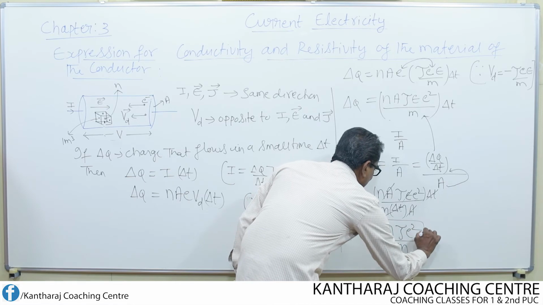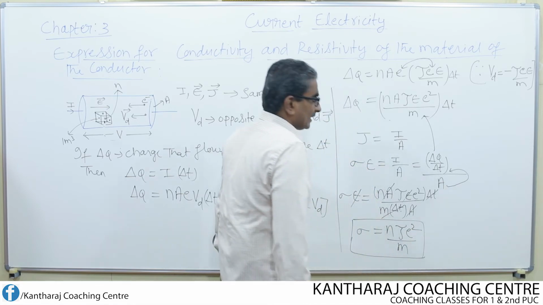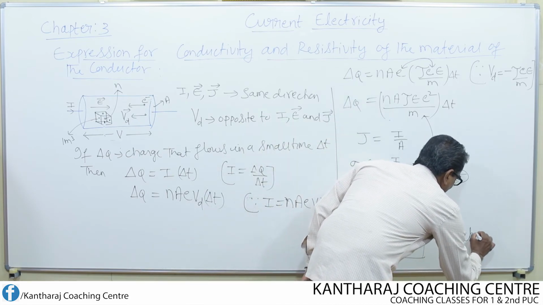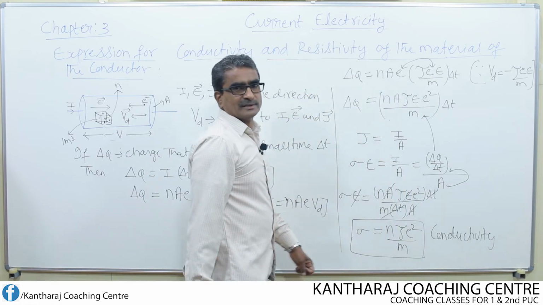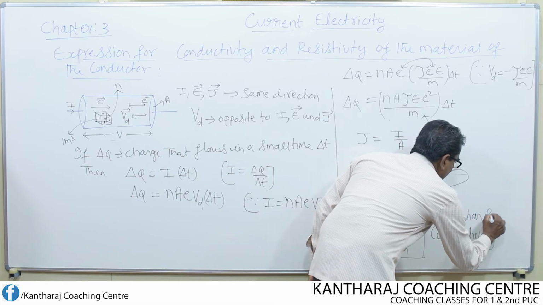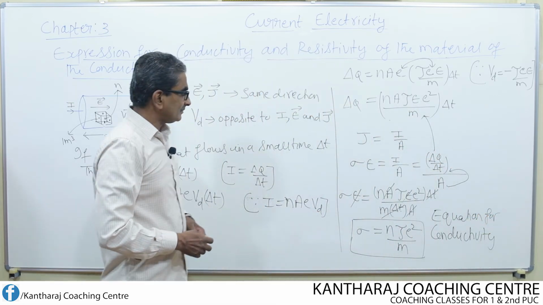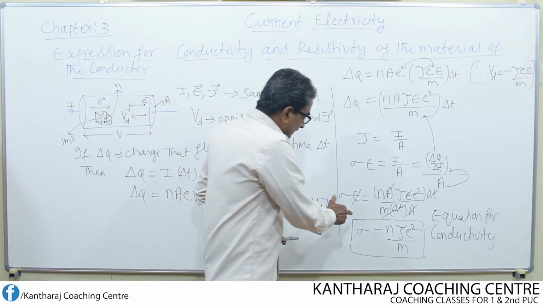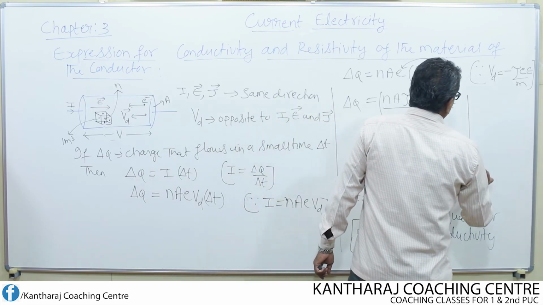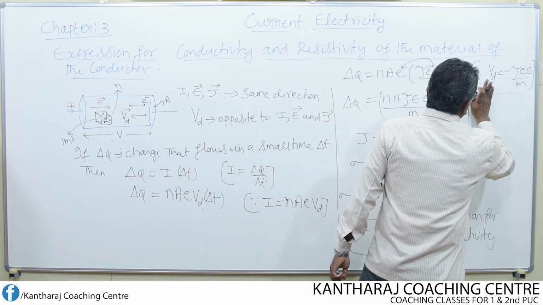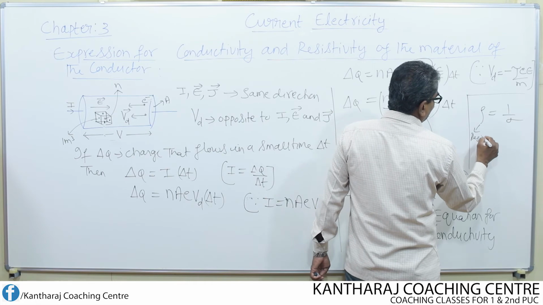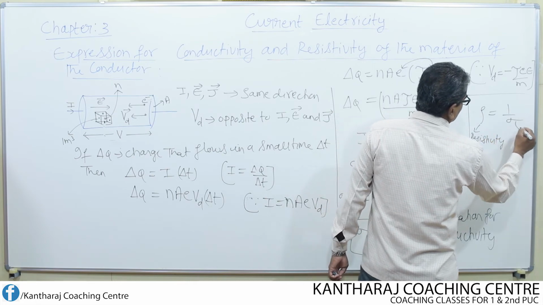So this is the expression for the conductivity of the material of the conductor. So expression for conductivity or equation for conductivity of the material. Then from this conductivity I can also derive the expression for resistivity. See, we know that resistivity is nothing but reciprocal of conductivity. So this is nothing but resistivity, don't forget, whereas this is nothing but conductivity.